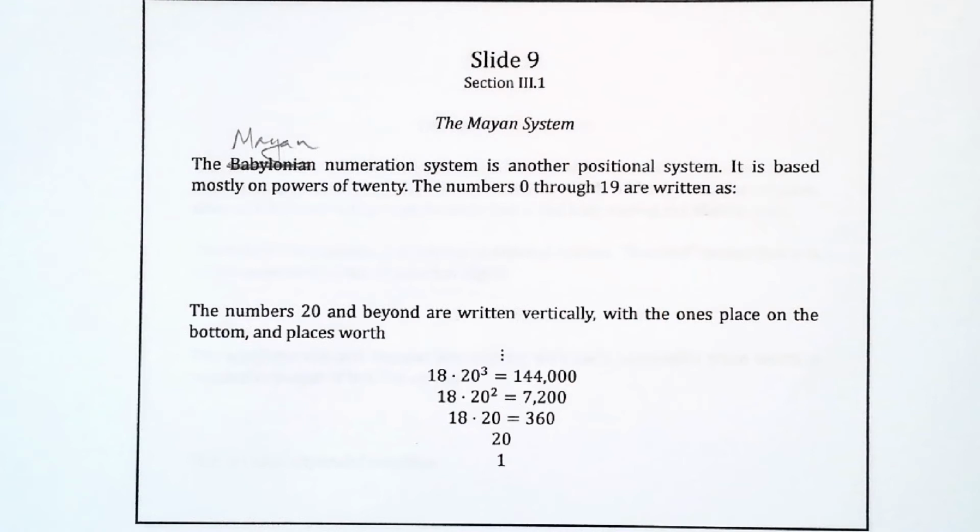The Mayan numeration system is another positional system. It's based mostly on powers of 20. So just as the Babylonian system was based on 60, this one is based mostly on 20. There's an exception to that, which we'll see. So the numbers 0 through 19 would be written as follows.